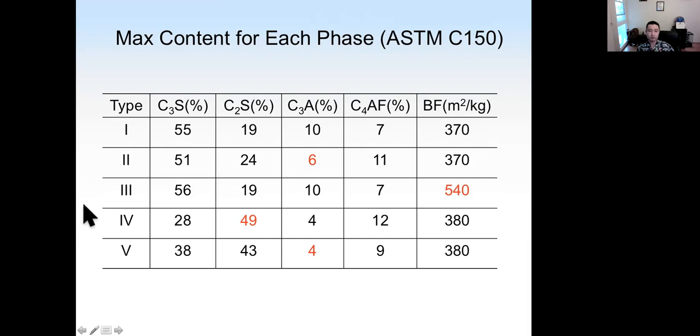Okay. For type 4 cement, the low heat cement, we want to increase the percentage of C2S because the reaction speed of C2S is slower. So we can better understand this by studying the chemical reactions of the different compounds.